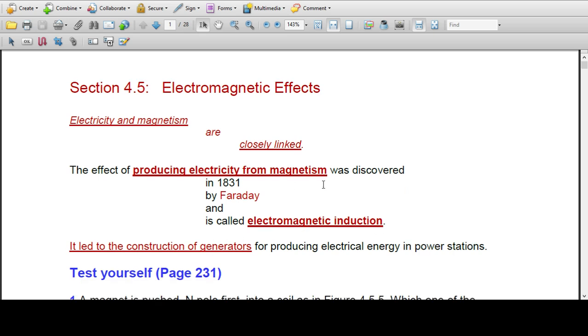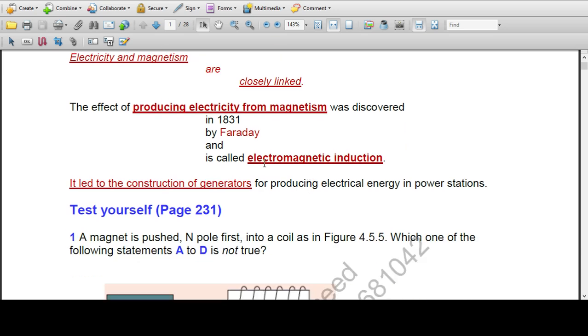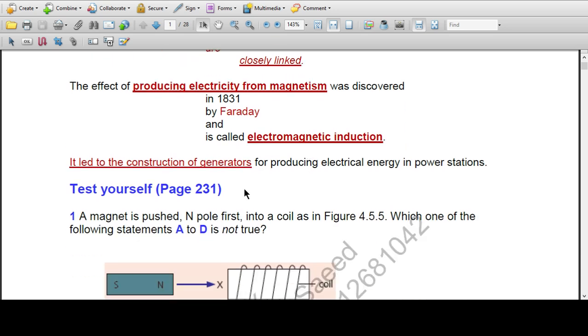And this electromagnetic induction discovery basically led to the construction of the generators which are available in the power houses or power stations, generating stations. So this electromagnetic induction effect was the impetus for the construction of the generators, and as a result the generating stations were developed.